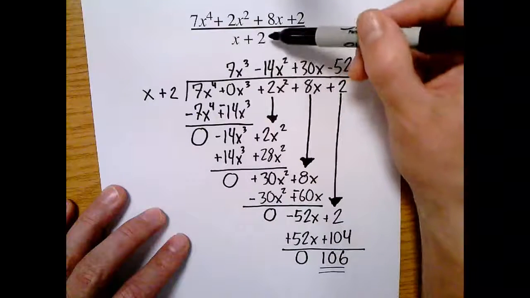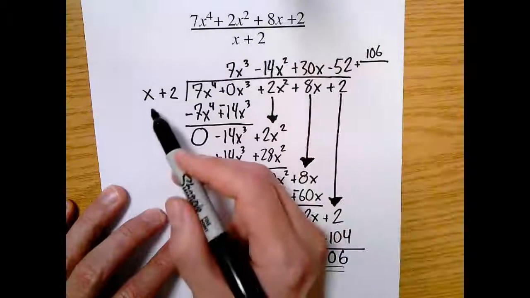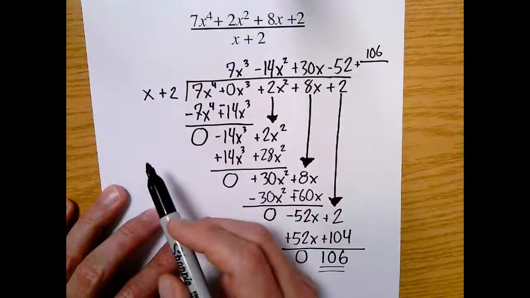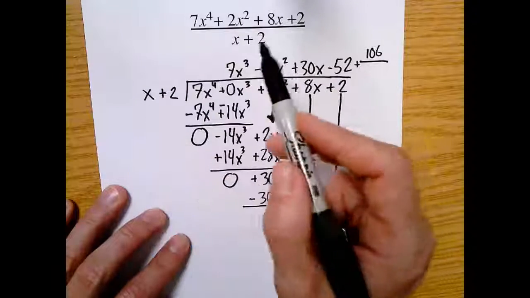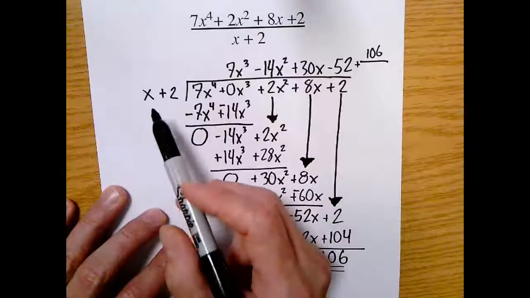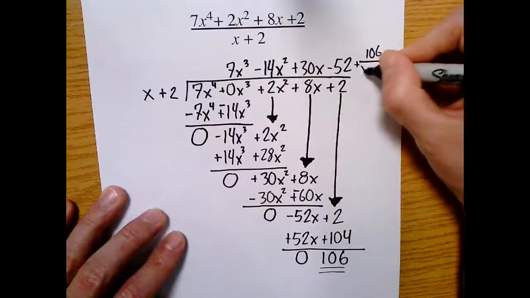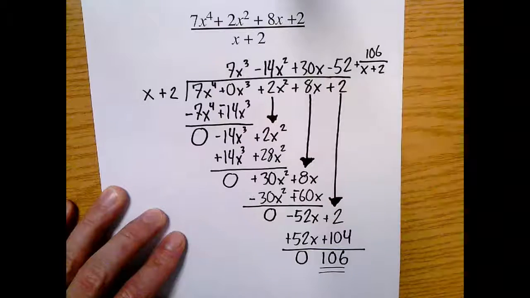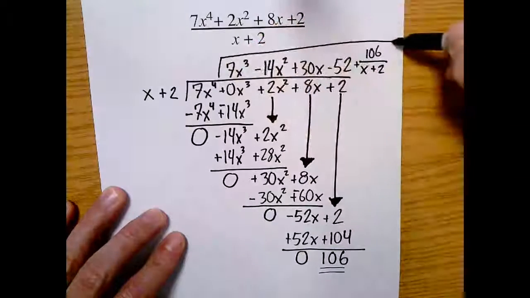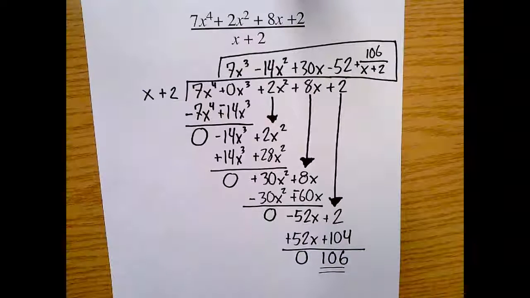Just like before, actually, if you think about it. In the beginning, our denominator was our divisor. And in the end, our divisor is our denominator. And there you go. And that is your answer.